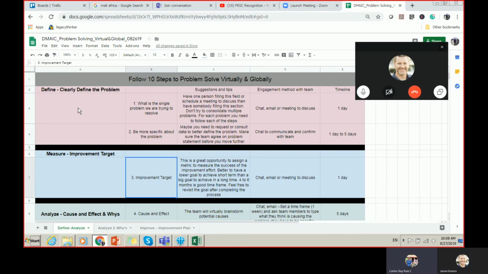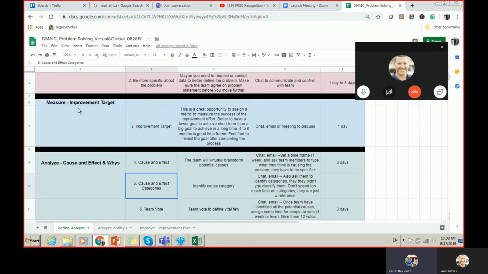Then the next piece, which is the measurement piece, is what is our improvement target? How much do we want to improve? And you've got to think about a time frame of, let's say, between 4 to 6 months. What is this target that we're looking for in terms of improving? Then in analyze, it is basically understanding what is causing this problem. So it's all about establishing these cause and effect relationships.